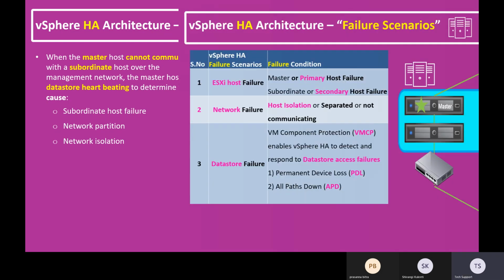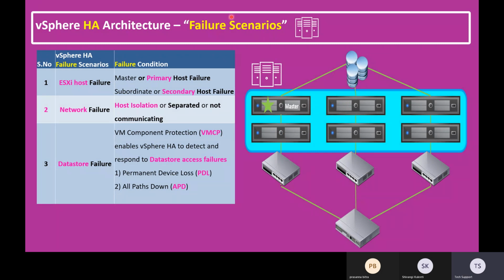See, in our vSphere HA architecture, we have multiple failure scenarios. The main failure scenarios are, most of the time, ESXi host failure, network failure, or datastore failure. These are the main three failure scenarios, and I will explain each in the following slides. In an ESXi host failure, the master host may also fail, and in some scenarios a subordinate or secondary host may fail. In the right side diagram, we have 6 ESXi hosts, of which one is master and the remaining 5 are secondary hosts.